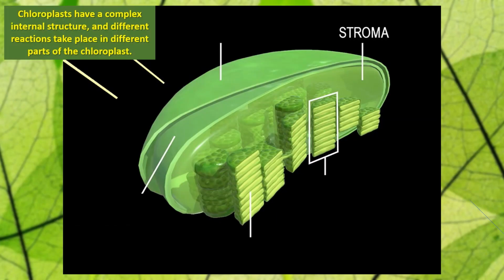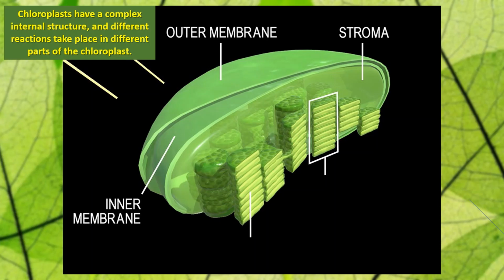Chloroplasts have a complex internal structure and different reactions take place in different parts of the chloroplast. Understanding what the inside of a chloroplast looks like is key to visualizing where the different reactions of photosynthesis occur. Surrounding the chloroplast is a double membrane consisting of an outer membrane and an inner membrane. This is similar in structure to the double membrane of mitochondria.